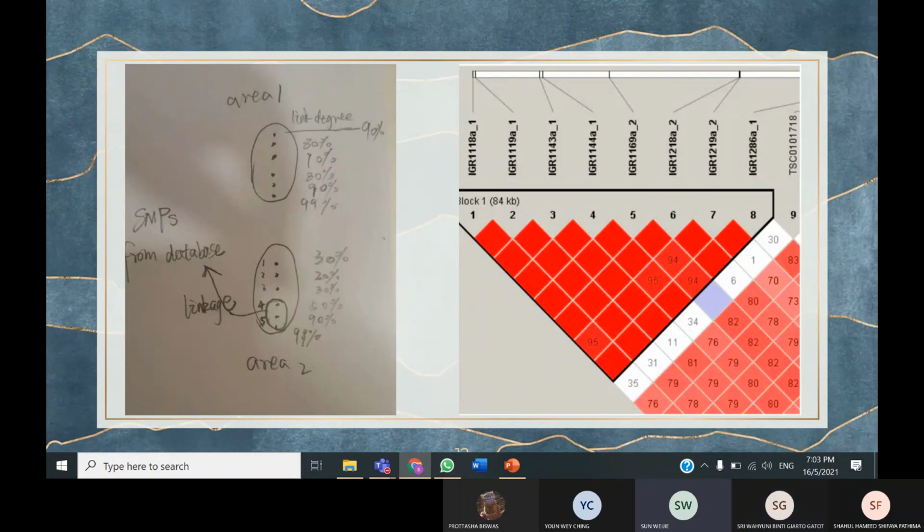As in NCBI, we can find some genes which have been studied by the scientists. So we need to find the LD between the SNPs in the database and the new sequences. As we can see in the picture, if the new SNPs have a high LD degree with the SNPs, we can determine the area of the new SNPs which contributed to the IPN disease.